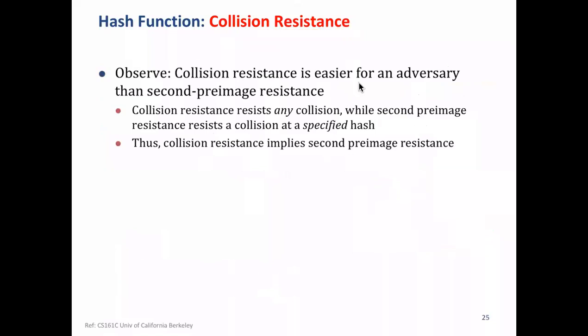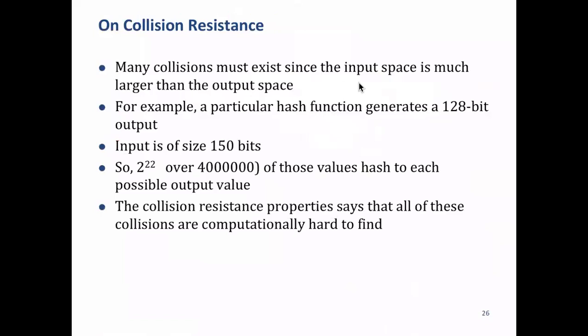You can observe that collision resistance, the last one, where finding any pair is easier for an adversary than second pre-image resistance, because in second pre-image resistance you have just one given x and you have to find x dash, while in collision resistance you have to find any pair of x and x dash.